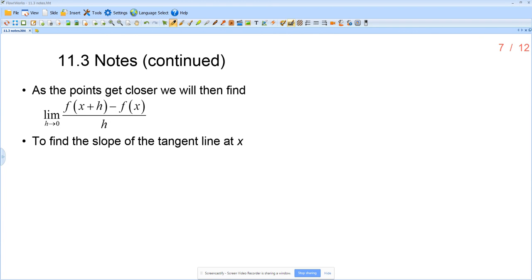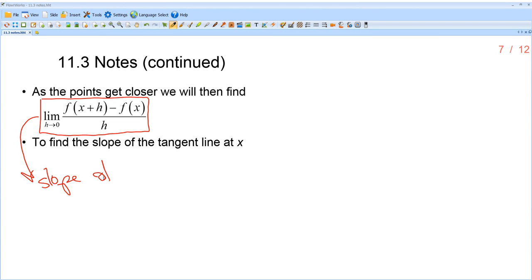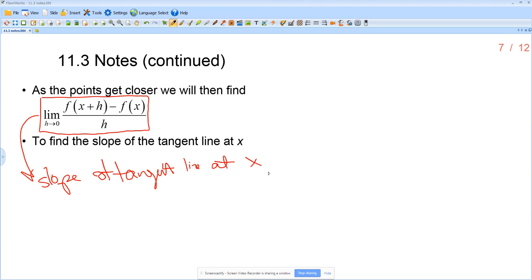So right here, what this is, is the slope of the tangent line at x. But if you remember from section 11.2, this is also the derivative. So when we talk about a derivative, one way that we can come up with that is the slope of the tangent line at x. This would be the derivative at x.